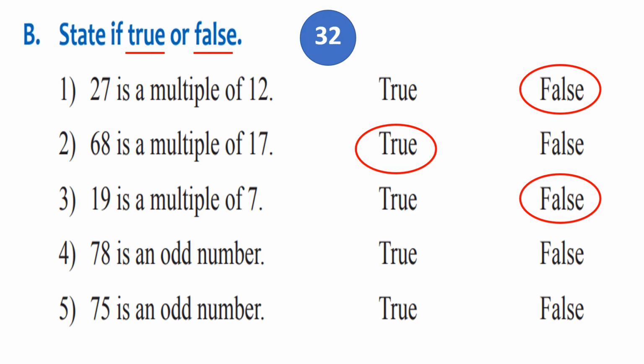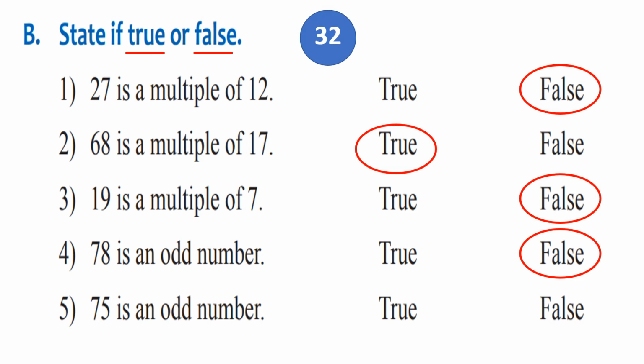Number 4. The number 78 is an odd number. True or false? The last number is 8. This is an even number. False.